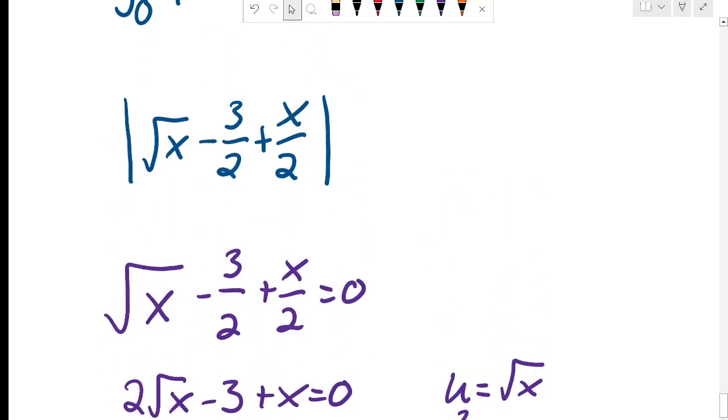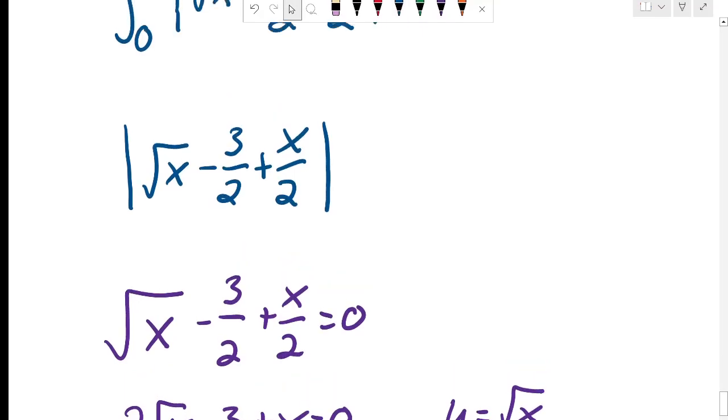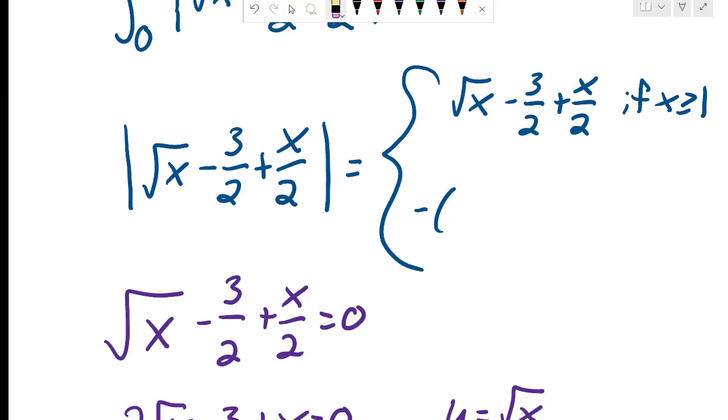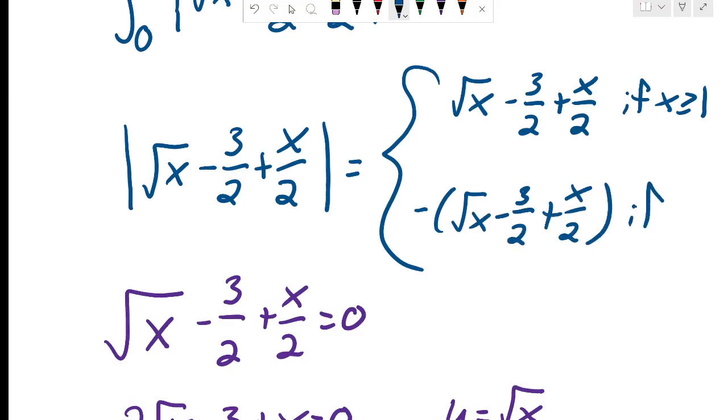Ultimately, though, what that means is that, okay, this is going to be equal to the square root of x minus 3 halves plus x over 2 if x is greater than or equal to 1. And then it's going to be negative that, okay, if x is less than 1.